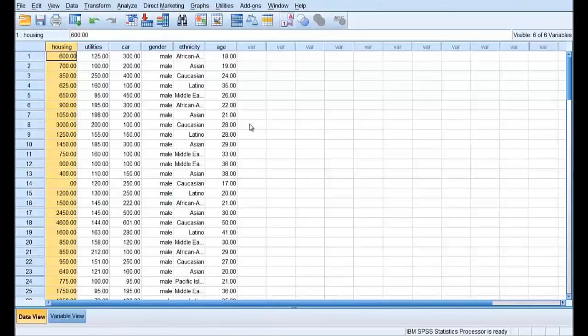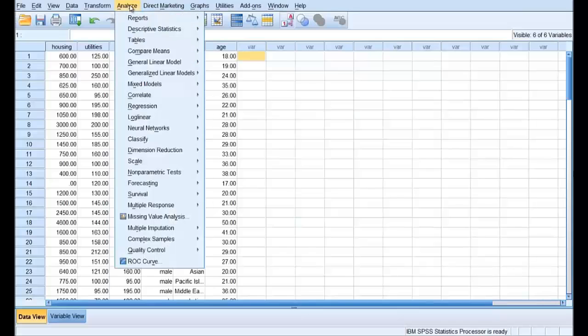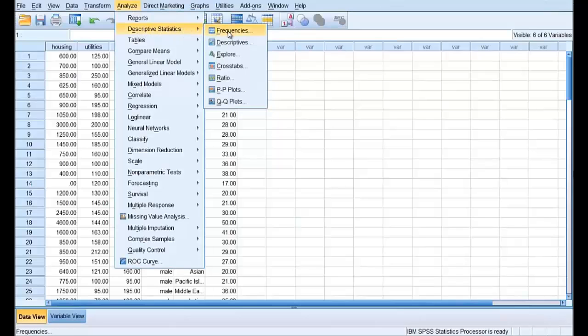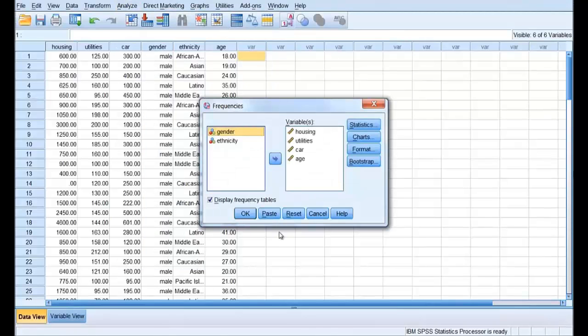Alright, here we are back in SPSS, and we're going to find a lot of descriptive statistics in this pretty large data set, but it's going to be nice and easy because up to this point you know how to find descriptive statistics automatically. So go to Analyze in your SPSS file and go to Descriptive Statistics, and finally go to Frequencies. So what I want you to do is put housing, utilities, car, and age over in the variables box by clicking this arrow here.